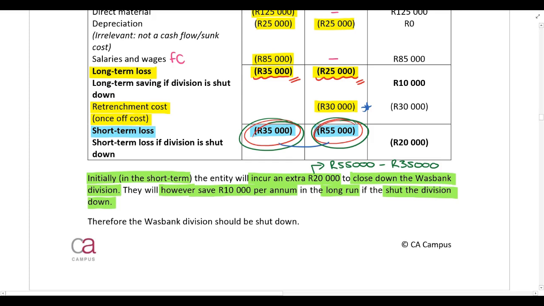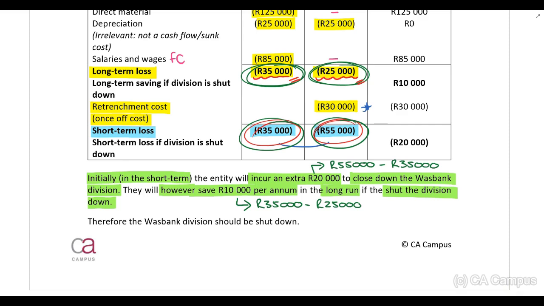shut down. And where's the 10,000 Rand saving coming from? If we look at the total approach, it's the difference between the 35,000 and the 25,000. Because remember, with the total approach, we've got two calculations, not just one calculation. So we have to compare the differences between the two calculations. And we always do what's best for the company in the long term. So therefore, they should shut down. In the long term, they are better off by shutting down. Incur the once-off retrenchment cost and shut the division down. It will result in a long-term saving.